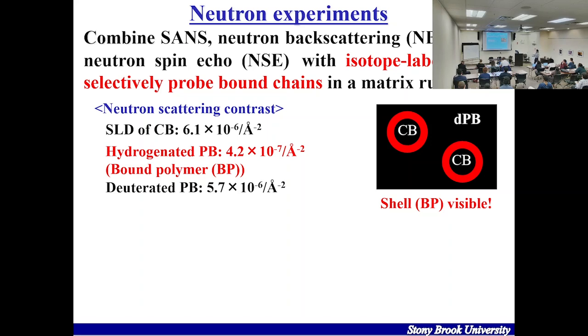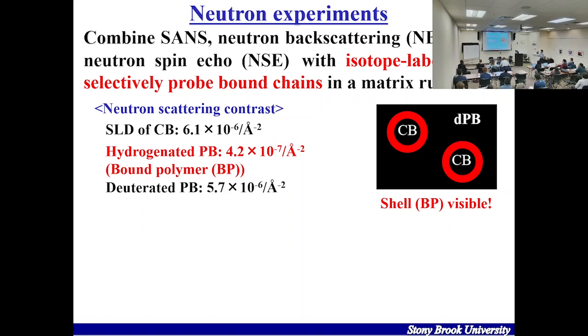So here, by using the NIST website, I calculate the SLD exactly like what you did, right? So here we use, for example, hydrogenated polybutadiene, that's the left. And according to the website, this is the SLD, 10 to the minus 7, right? If we use a deuterated polymer as a matrix, SLD is 5.7. And the good thing here is that if you use a carbon black system, SLD is pretty much the same as the deuterated polymer system. So what we can do here is, we can say this one is a contrast match experiment. So neutron only sees the bound polymer.